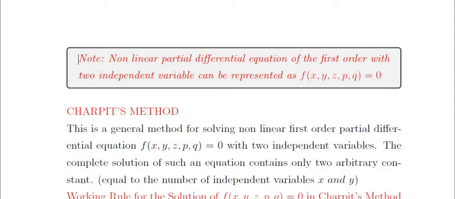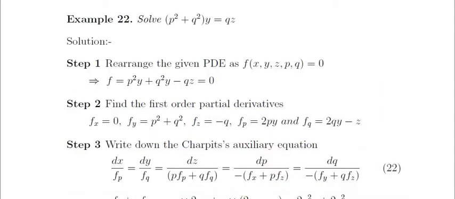This is a general method for solving a non-linear first order partial differential equation f of x, y, z, p, q equal to 0 with two independent variables. This method is explained through an example. Question: solve p square plus q square of y is equal to qz.